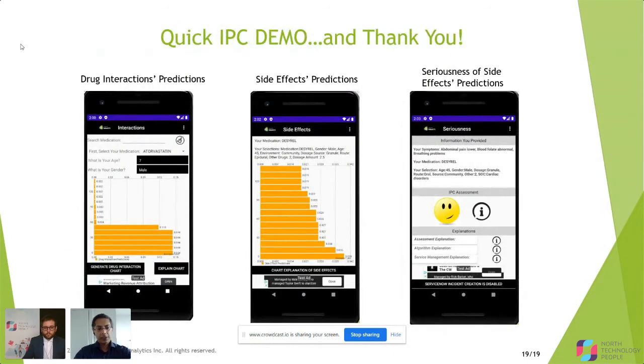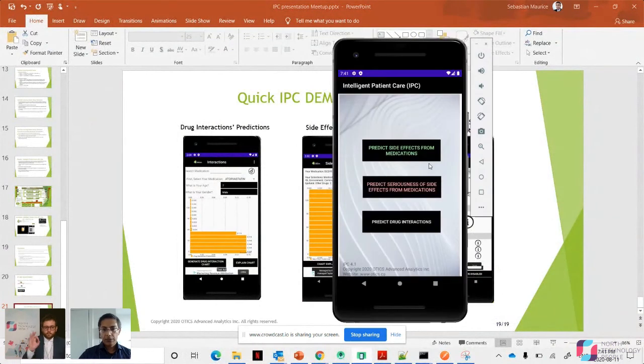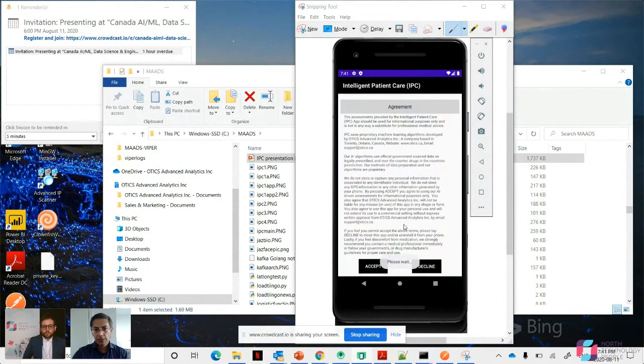Okay, so as I mentioned, let me just quickly, I know I've got a few minutes, Adam, but this is the app. This is basically the Android simulator that we've got running. I'm just going to go through one use case on drug interaction. So this agreement here, again, this is not a replacement for physicians, right? This is giving you decision support.